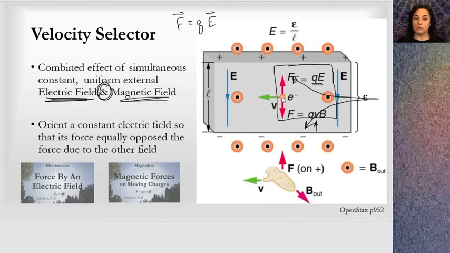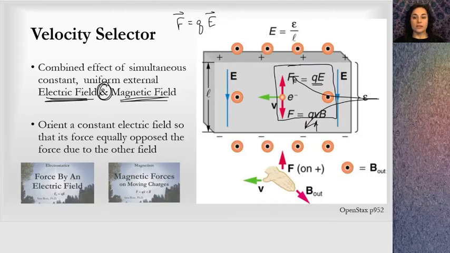So the magnetic force must be oriented to oppose that, and that's how you get the magnetic field out of the page, because the magnetic force would be upward on a positive charge, but it's downward on a negative charge, right? We have an electron in here. So we orient these fields very particularly.